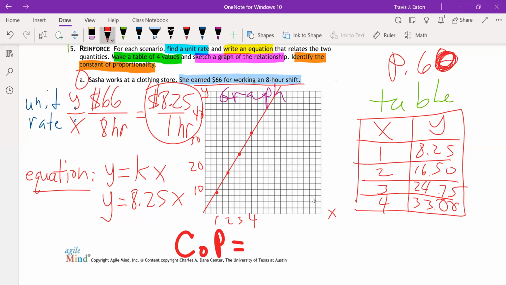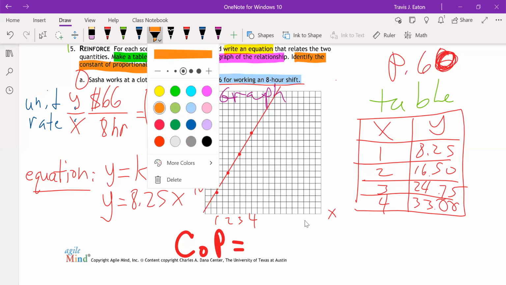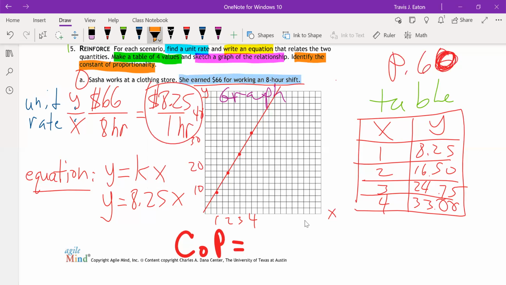Now the last question is to identify the constant of proportionality. I'm going to use my orange highlighter. In the equation, here's my constant of proportionality. It's 8.25. It also happens to be our unit rate.